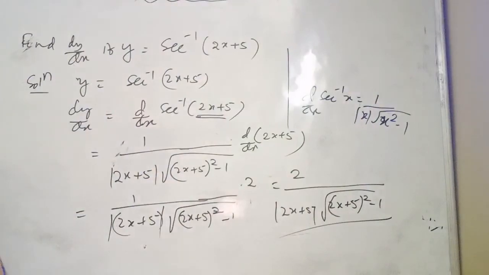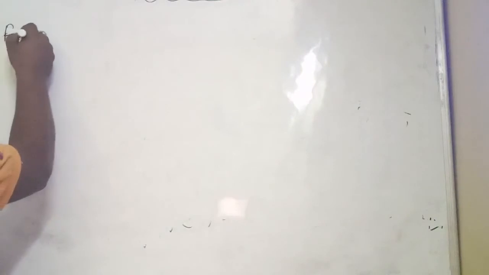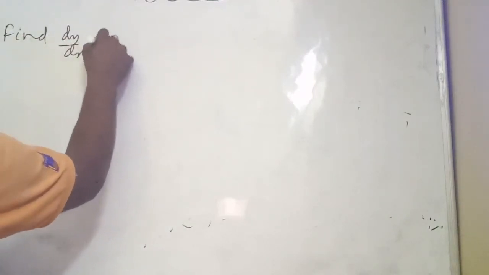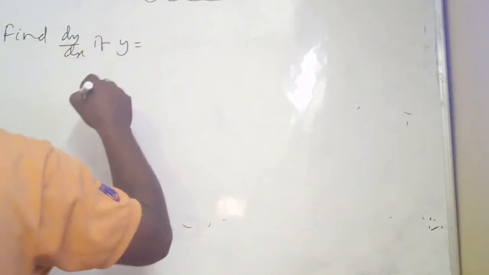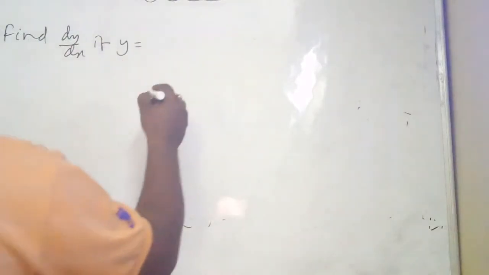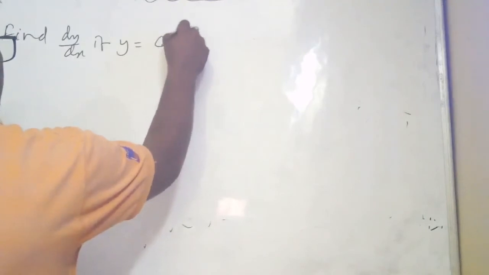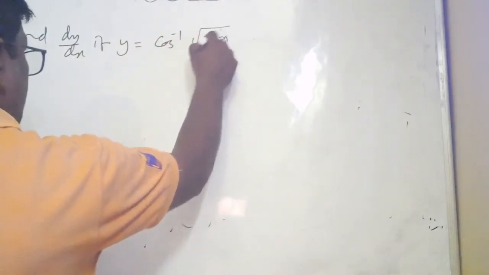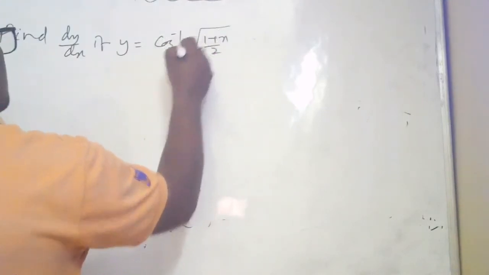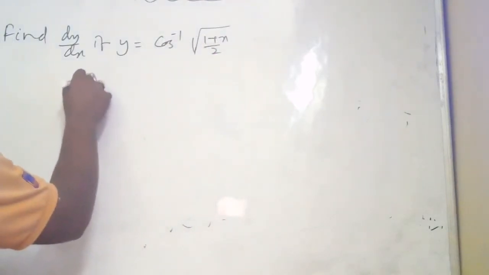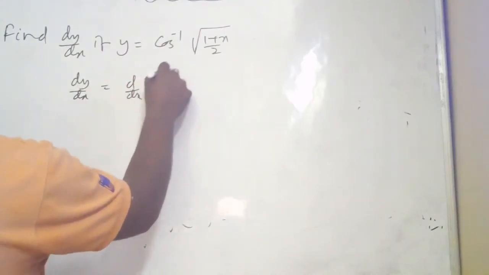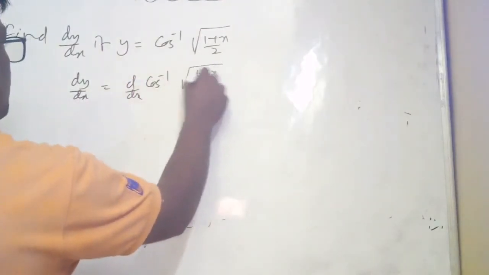Okay. Now some other questions. Question: find dy by dx if y is equal to cos inverse of root over 1 plus x by 2. So this is equal to what? dy by dx is equal to d by dx of cos inverse of root over 1 plus x by 2.